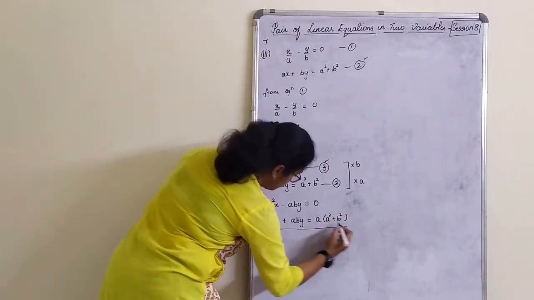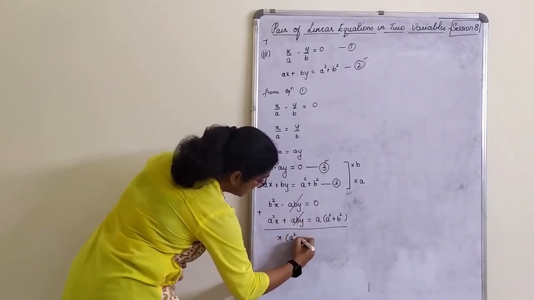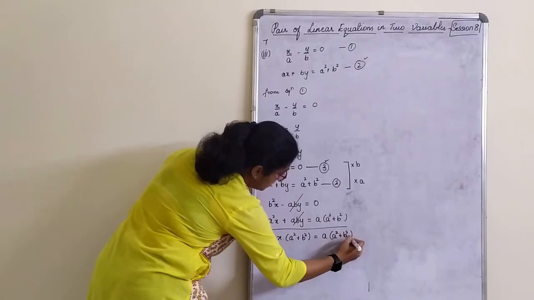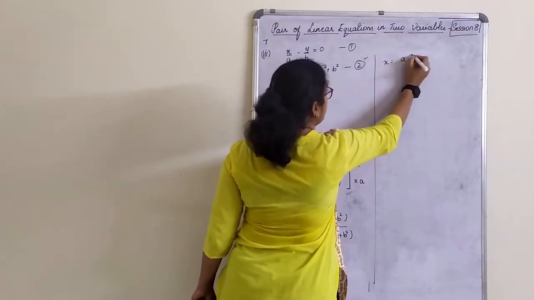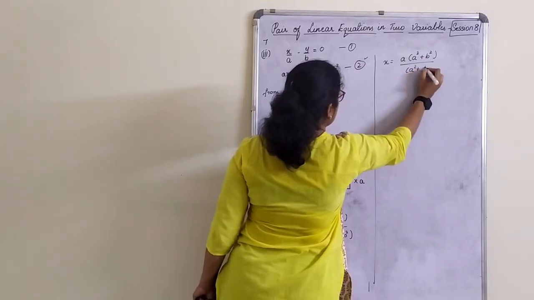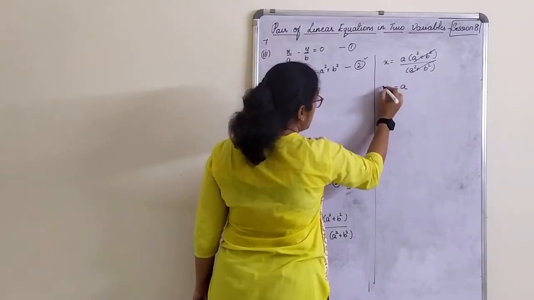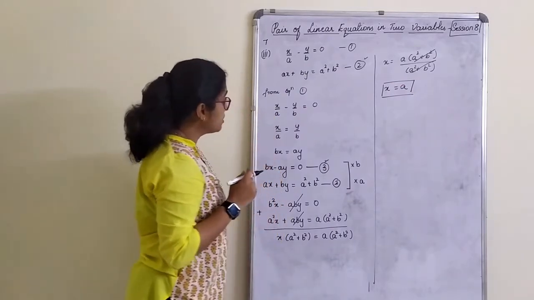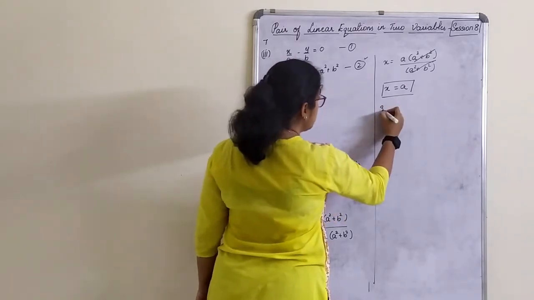Add the equations. This and this will get cancelled. What will remain? I'll take x common. a square plus b square is equal to a of a square plus b square. Next step. x is equal to a of a square plus b square divided by a square plus b square. Both will get cancelled. So what will remain? x is equal to a. This is the answer for x. Let me check for y. Which one do you want to substitute? These two are your equations. Substitute.